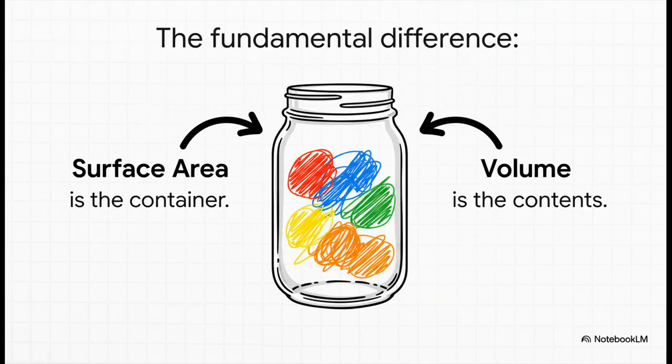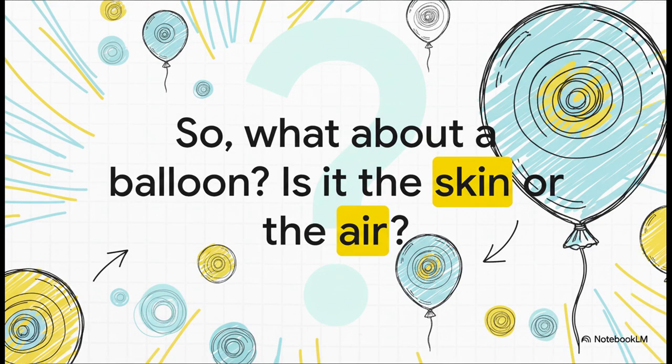So if you only take away one thing from all of this, let it be this. Surface area is the container. Volume is the contents. It's the wrapper versus the stuff. And I'll leave you with one last thing to chew on. What about a balloon? Are we talking about the thin layer of rubber that makes up its skin? Or the air inside that gives it its shape? It's kind of both, isn't it? Something to think about.